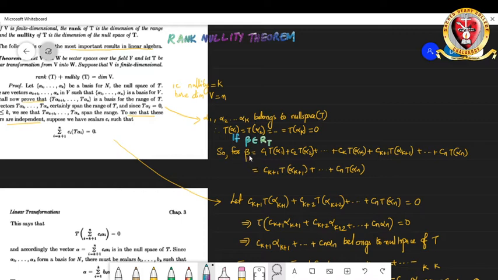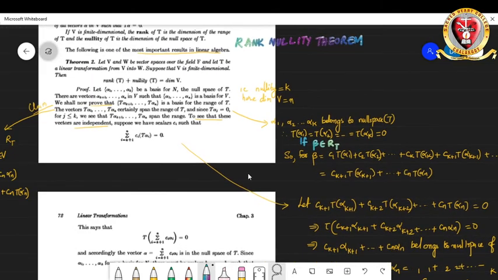That means any arbitrary beta inside the range space can be written as a linear combination of T of alpha k plus 1, etc., T of alpha n. So the set of elements T of alpha k plus 1, etc., T of alpha n will span the range space. So our first claim is proved. Then we have to prove the second claim, which is that these elements are linearly independent. For that, what do we have to do?